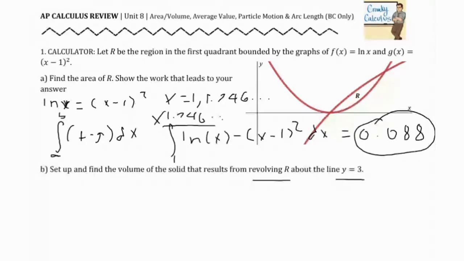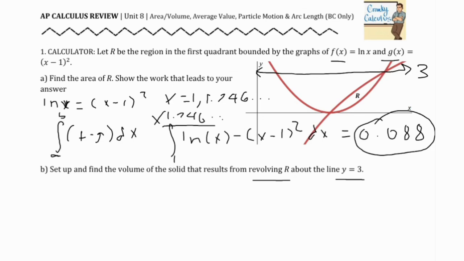Alright, so now let's move on to part B, which asks us to find the volume that results from revolving R about the line y equals 3. If we graph y equals 3 on our graphing calculator, compared to these two functions, y equals 3 would be a lot further up. Let's say it's above, right about here. It's a lot higher than the region R, so that's all we need to know.